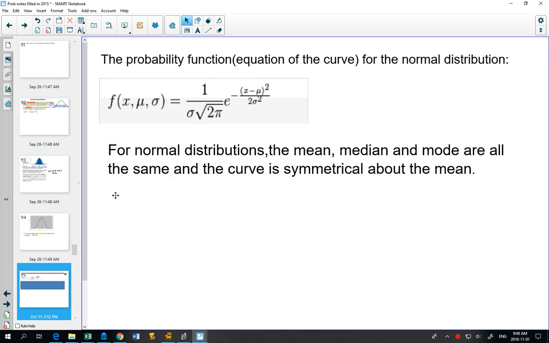The mean, the median, and the mode are all the same. And everything is symmetrical.